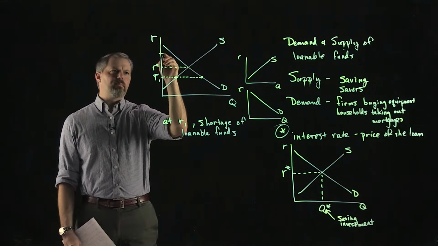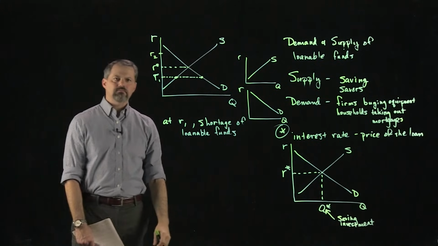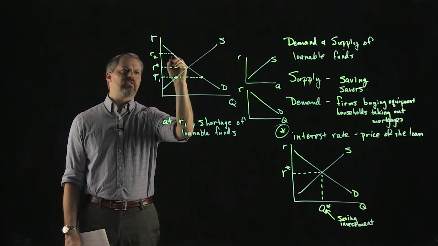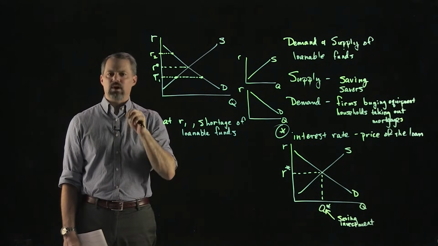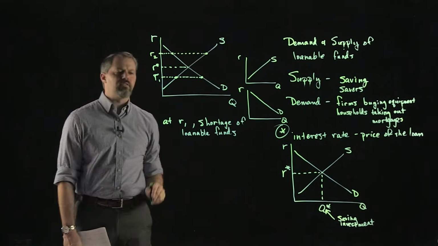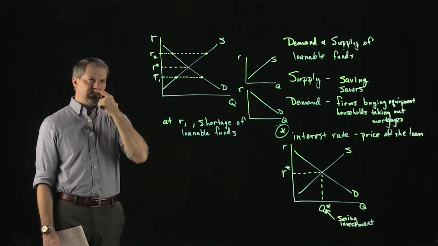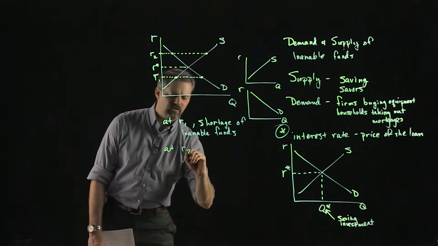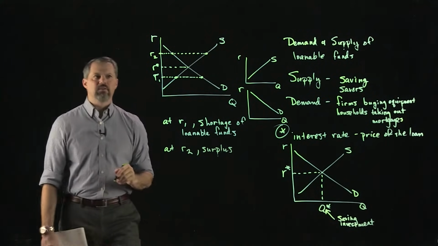If we were to put our initial interest rate up there, R2, now we can do the same thing. We can see that at R2, here's the demand for loanable funds. That's the number of dollars that borrowers want to borrow at that interest rate. And right over here is the supply of loanable funds. That's how many dollars lenders want to lend. And now there's a surplus of loanable funds. So at R2, there's a surplus of loanable funds.